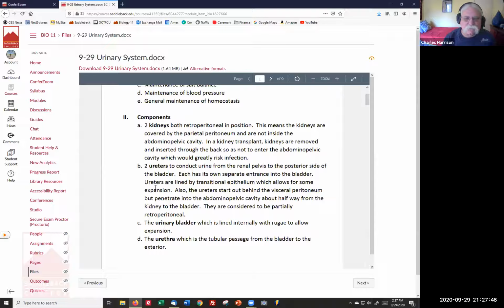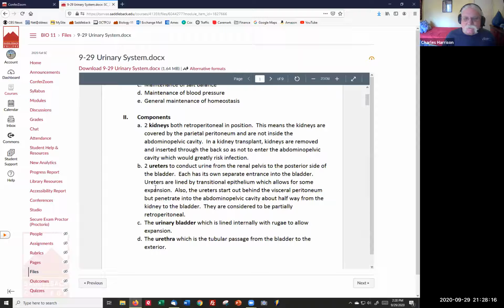You have two ureters. These are ducts that conduct urine away from the renal pelvis of the kidney. Now, the renal pelvis is the chamber inside of the kidney where the urine finally collects just before it exits, and it exits through the ureters. These ureters also are retroperitoneal.